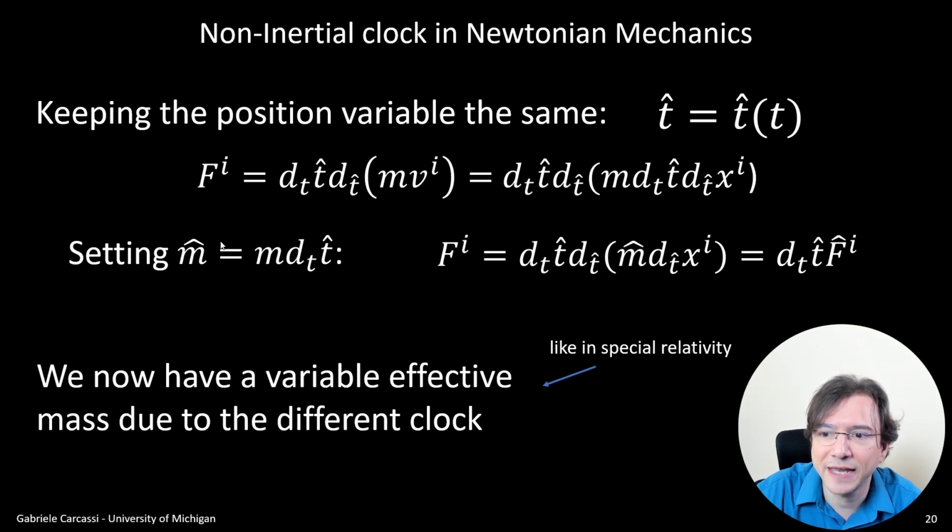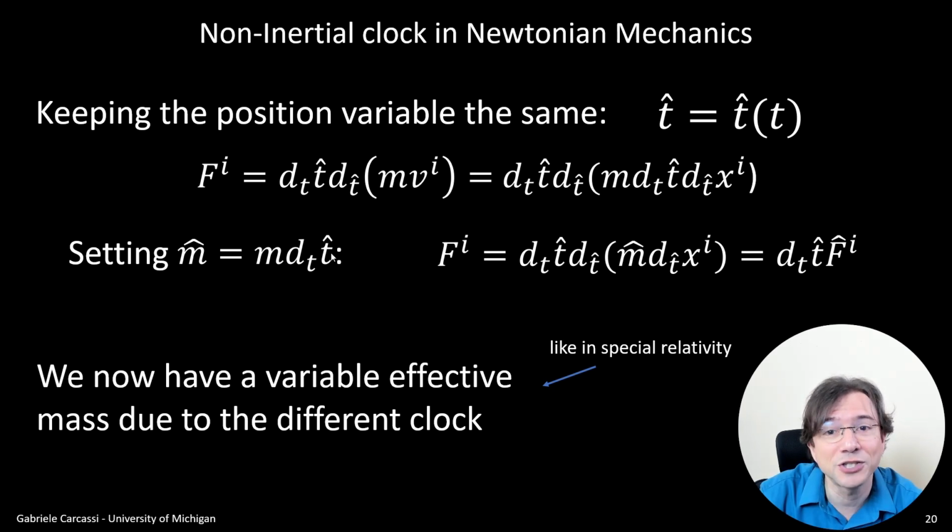And we can set now that m hat, the mass seen by the non-inertial observer, is actually m times the derivative in time with respect to t hat. So it's the change of the rate of clocks. And then we get here a derivative in time hat, mass times derivative in time hat of position. This is the velocity. And so this is the force as seen by the non-inertial observer. And now what you see is that you essentially have a variable effective mass during the different clock. If the clocks are the same, t and t hat are the same, this is 1, and the mass seen by the other one is exactly the same.